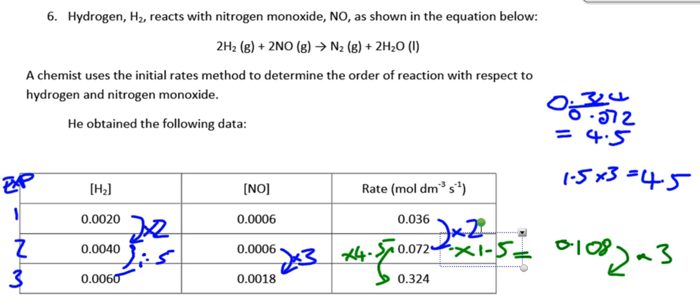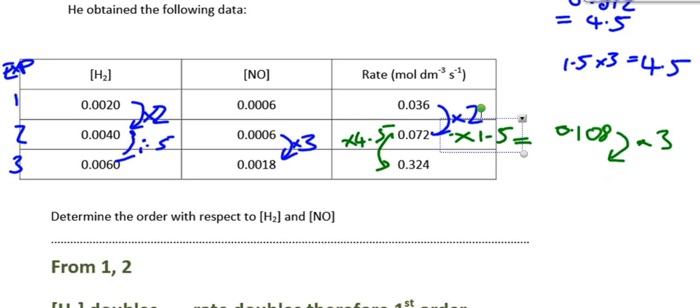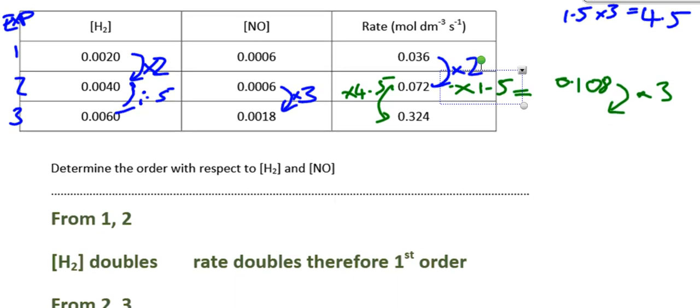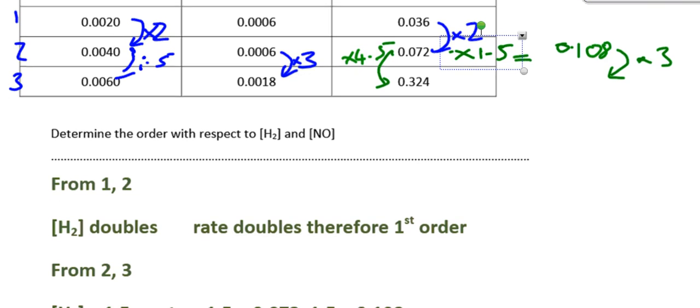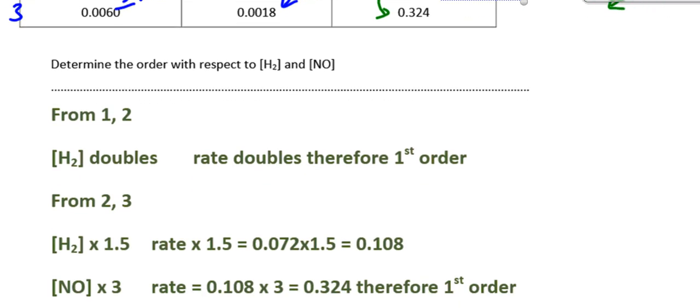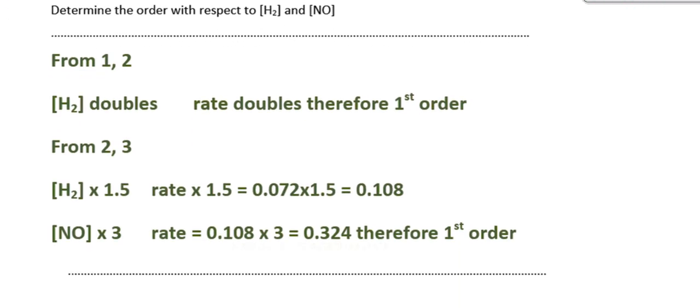Let's just have a look down the table at how I've answered that determination of the orders. Here we go. So from 1 and 2, H2 doubles, rate doubles, first order. Of course, I've not written in again, as I should have, with respect to H2. I'm doing it so the computer doesn't crash, but if you write that out, you're guaranteed to get your quality of written communication.